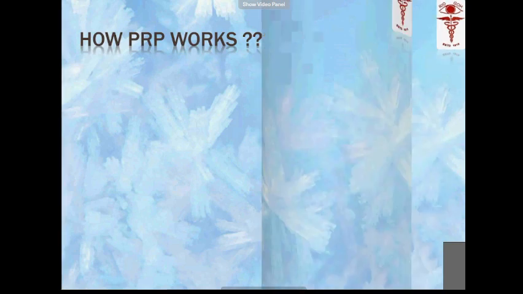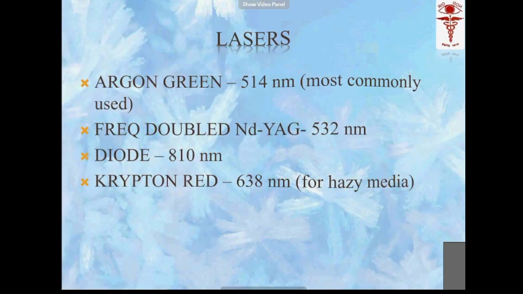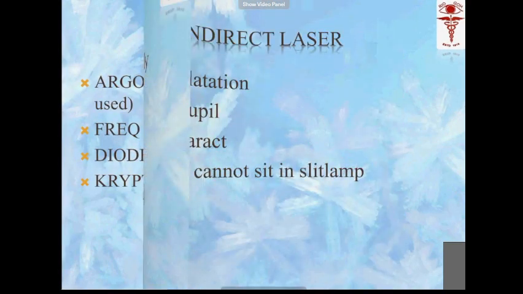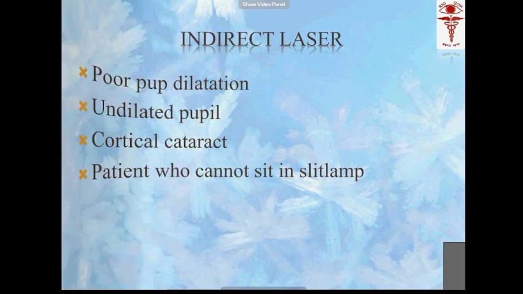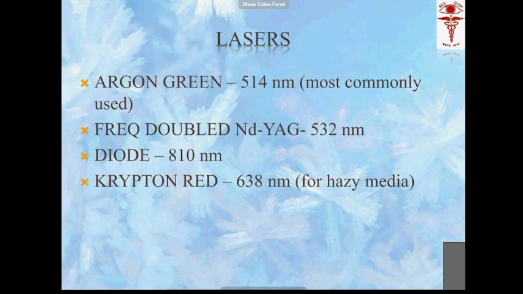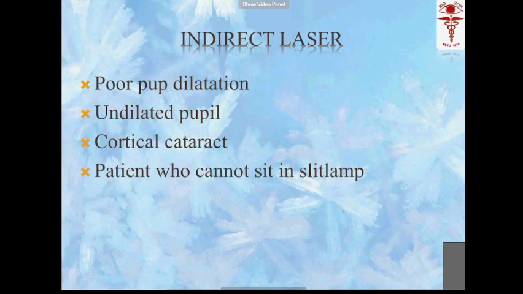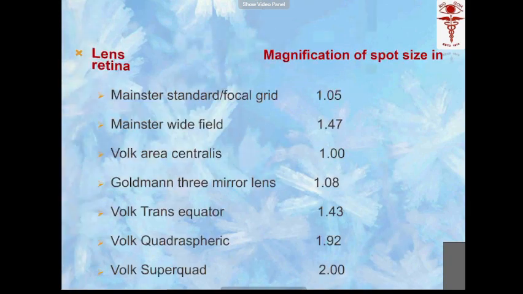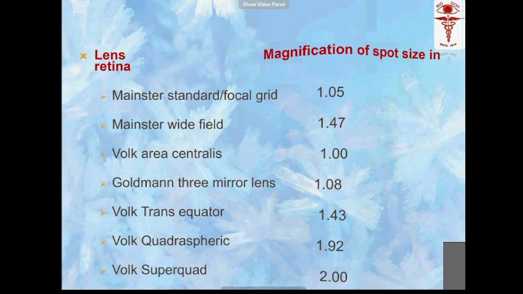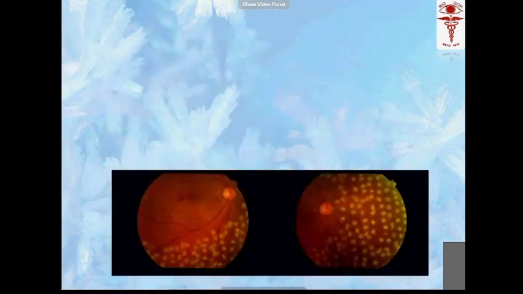This is what I told you. These are the various lasers which we give: argon green, frequency doubled Nd:YAG, and other lasers are also used, like diode and krypton red. Just know the frequencies. This is how the laser spots are given, and we just burn the retina like this. This is the 90D, how we see the retina and give the laser.